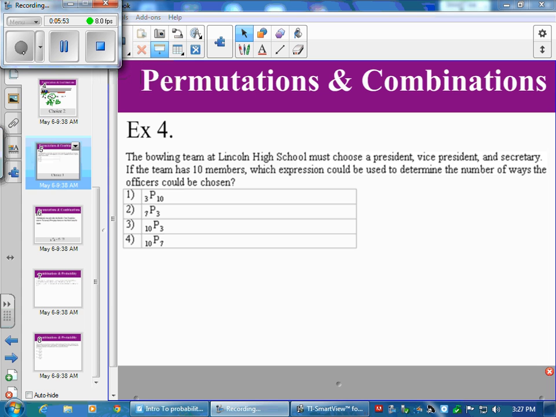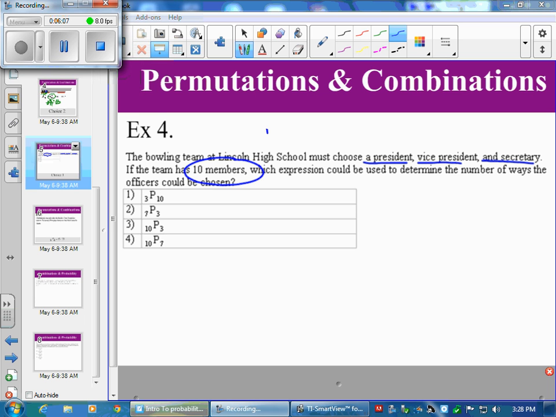All right, for example 4, we're being asked about a bowling team at a high school. They want to choose a president, vice president, and a secretary. If the team has 10 members, which expression could be used? Well, 10 would be my total, so that's my n. And I'm choosing 3 positions, so that's my r. Because these positions have an order, this would be a permutation, 10P3.